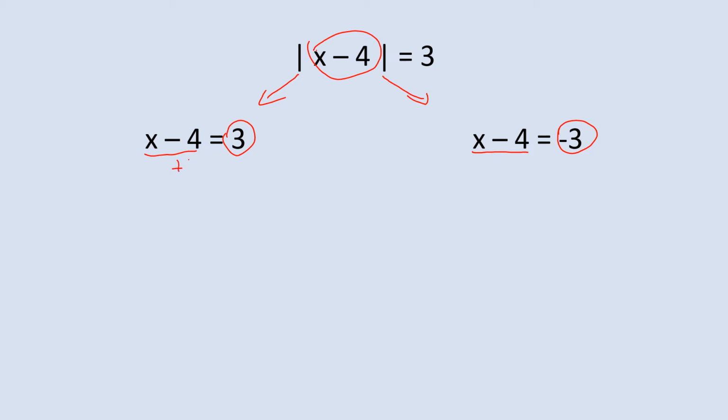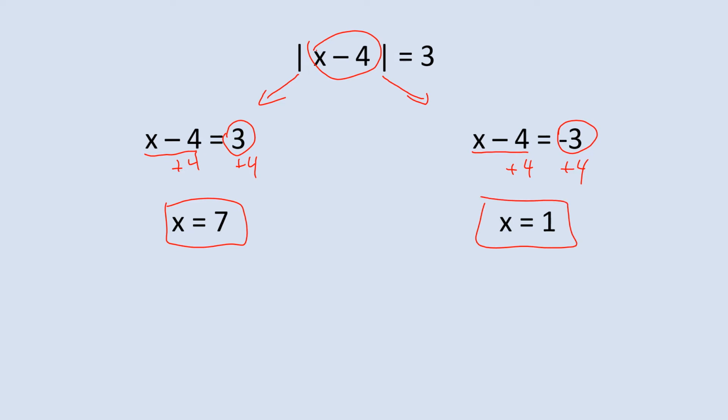So add 4 to both sides, and solve. In one case we get x equals 7, and the other one we get x equals 1. If we were to plug either of those back in, 7 minus 4, take the absolute value, equals 3. If we were to plug in a 1, 1 minus 4 is negative 3, but the absolute value of negative 3 equals 3.